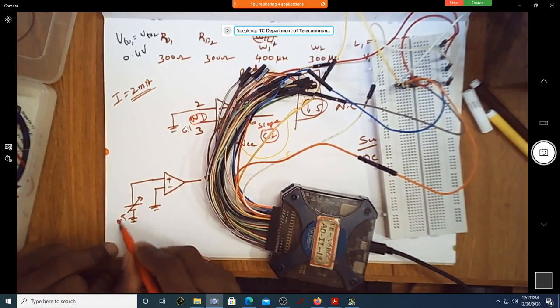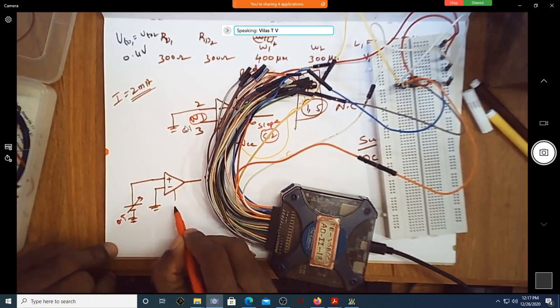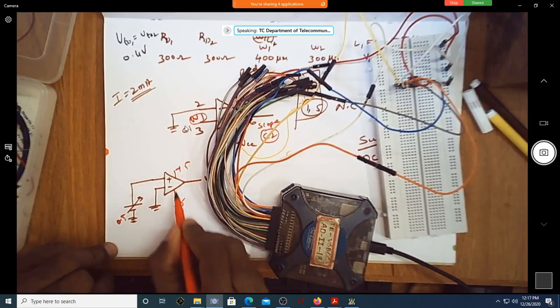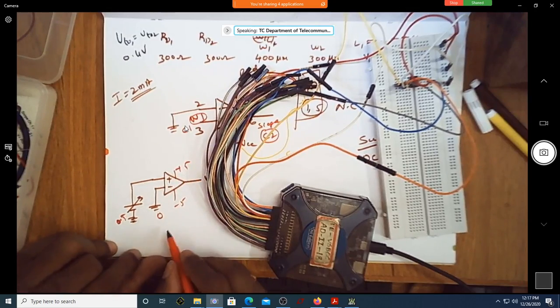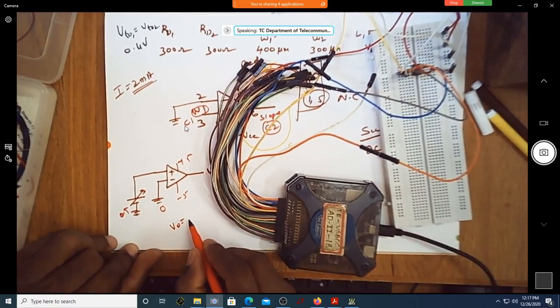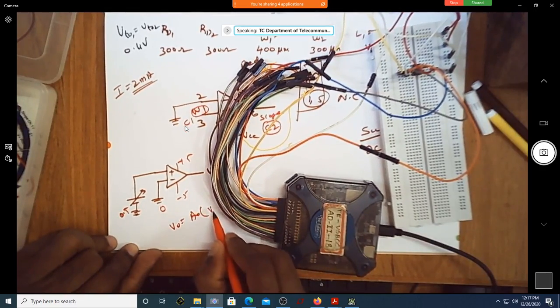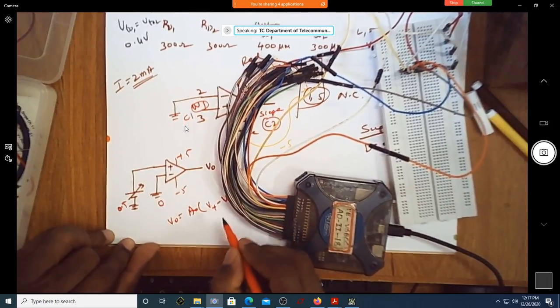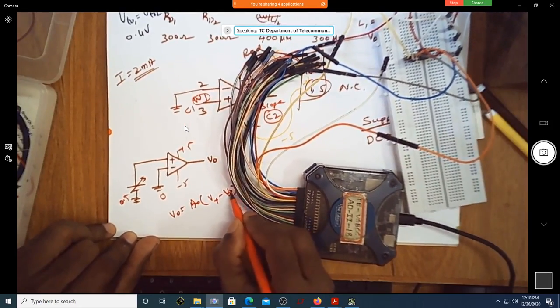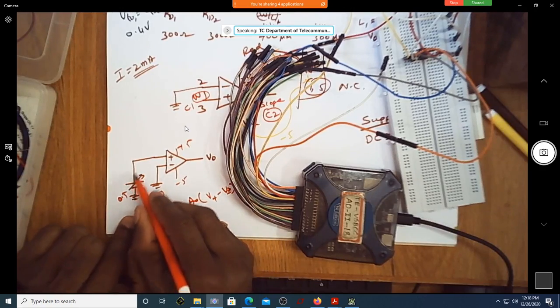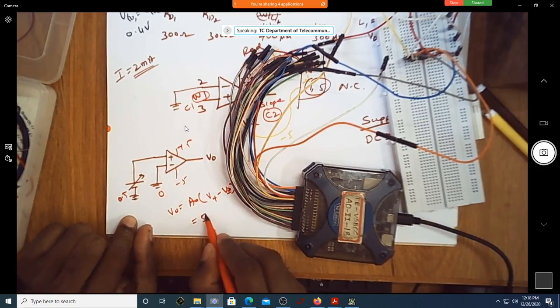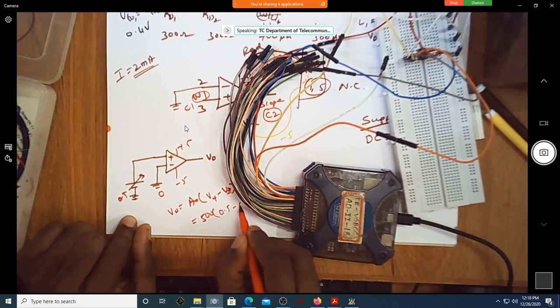This is 0.5 volt applied. So this is minus 5, this is plus 5, this is 0. So what is V0 equal to? V0 is A0 times V plus minus V minus. How much is V plus here? 0.5. Assume that A0 is 500. 0.5 minus 0. Why is it 0?